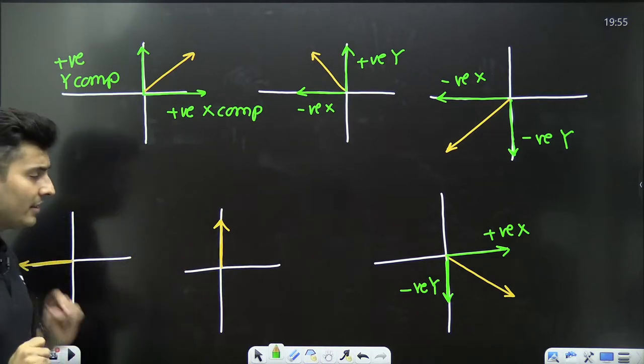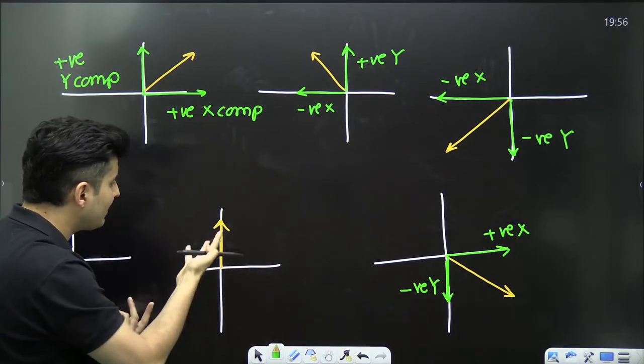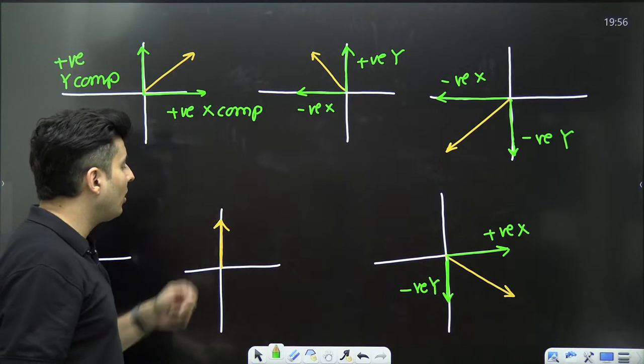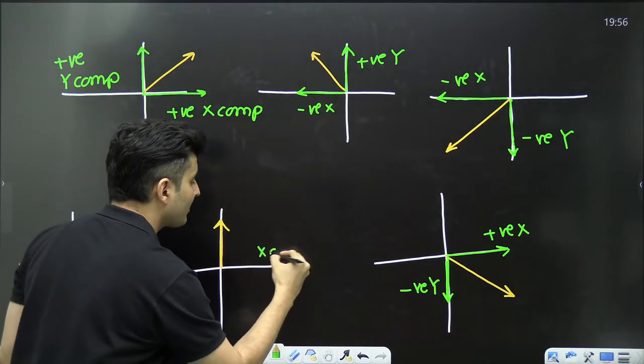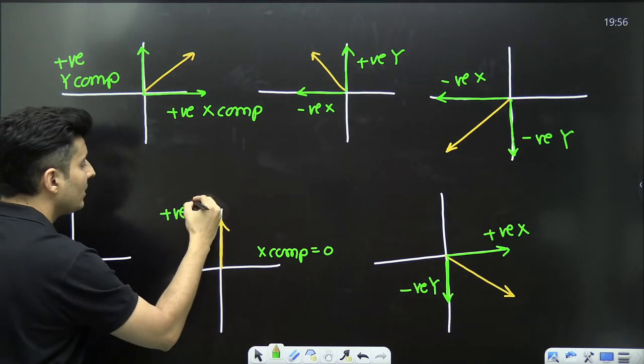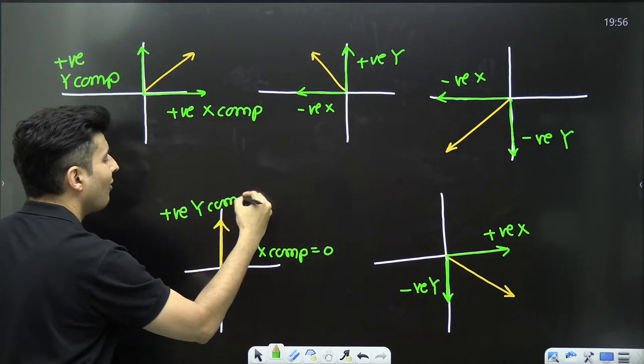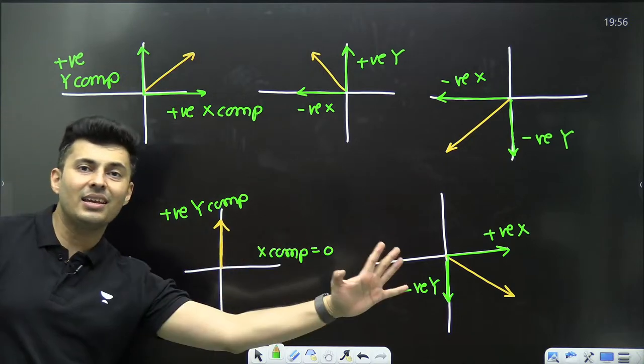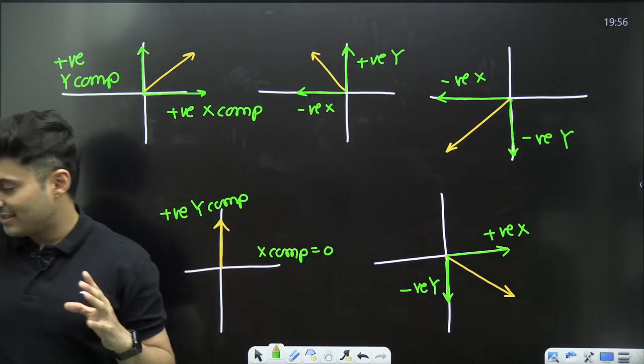Perfecto. Look at this vector. When I split it along x and y, I don't have to. It's already along the y-axis. In fact, the x component in this case is 0 and there is only the y component, positive y component. That's it. There is nothing in x. It's not going in x.